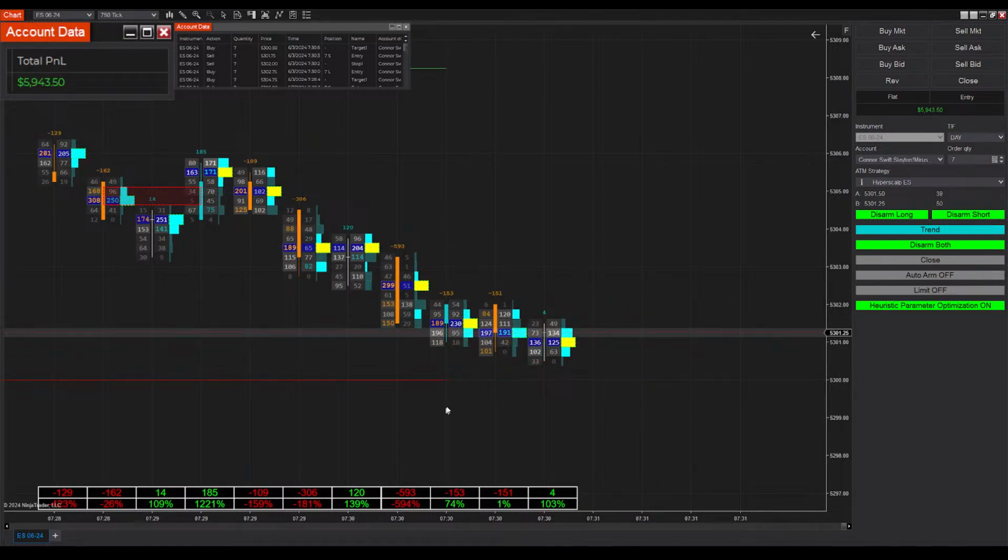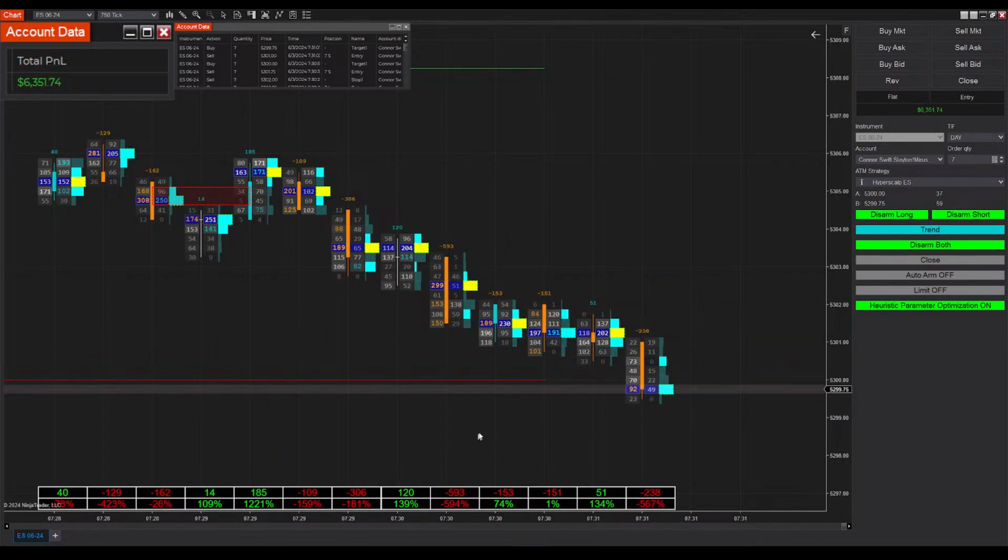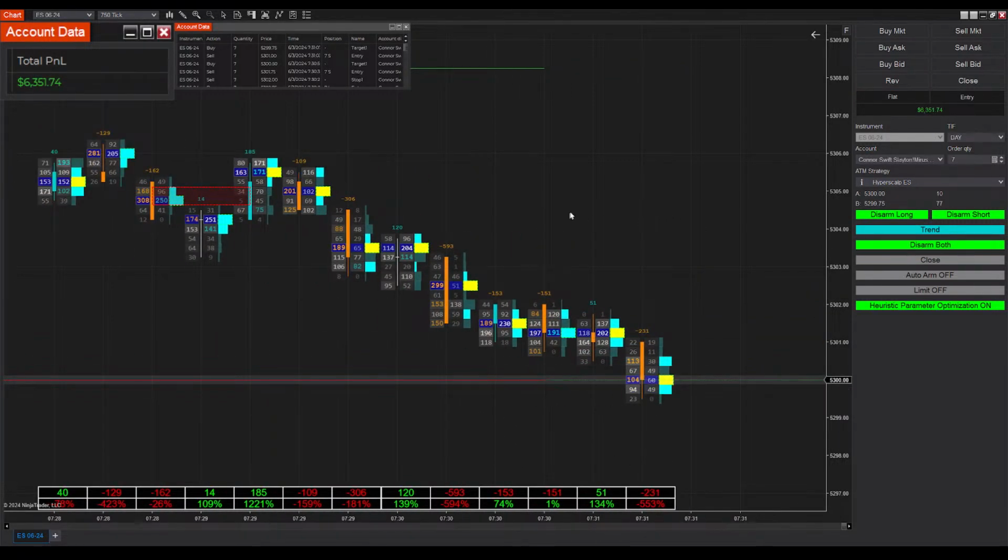There we go. Up to $6,000 on the day now. Just got filled into a short position there, and we ended up winning that one as well, up to $6,351.